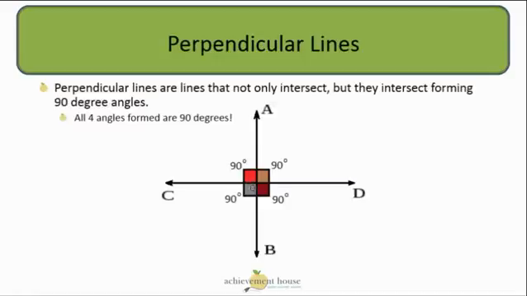So now we know about lines that do intersect and lines that don't intersect. But what if I had two lines that intersected and made four congruent right angles? Well, those two lines are perpendicular lines. It's a very special case when two lines intersect and each angle that is formed when they intersect is 90 degrees. Now, if one angle is 90 degrees, then all of them have to be 90 degrees.